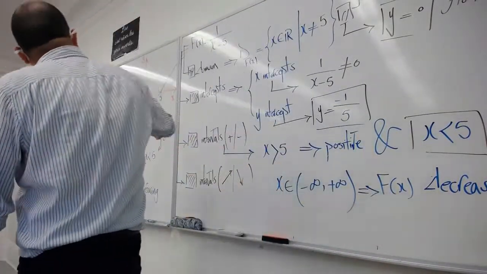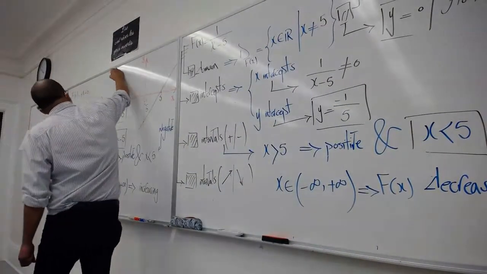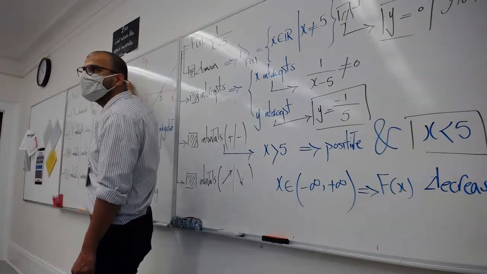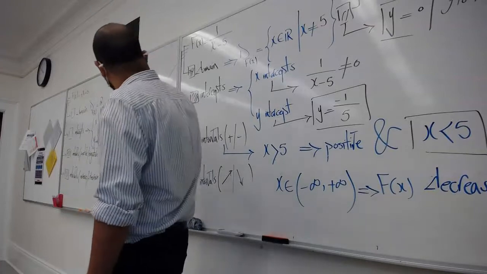Also I noticed that the function is always decreasing. It means that if you start from here, the function decreases. You put your hand here, and you just bring it down. The function decreases. It goes in that direction.